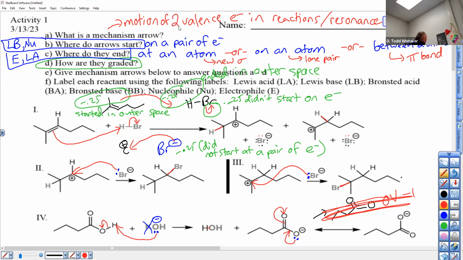So it makes sense they would point towards something that loves them, right? Electrophile loves them. That's where they end. And Lewis acid is an electrophile. Always. Lewis acid.